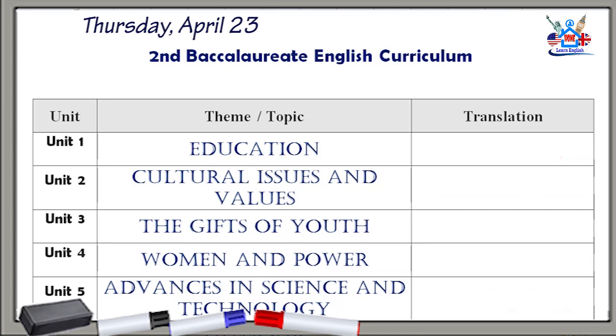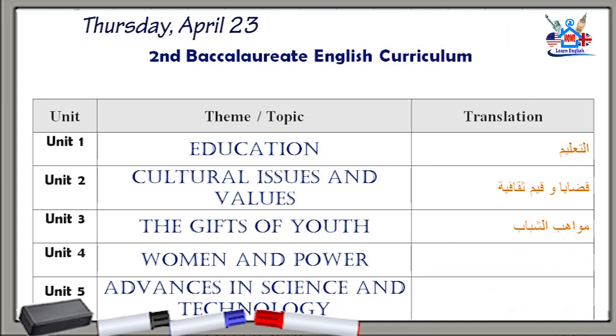The topic of unit number 1 is education, translation, تأهيلي, education. Number 2 is cultural issues and values, أمور وقيم ثقافية, héritage et valeurs culturelles. Number 3, gifts of youth, مواهب الشباب, jeunesse et talent.